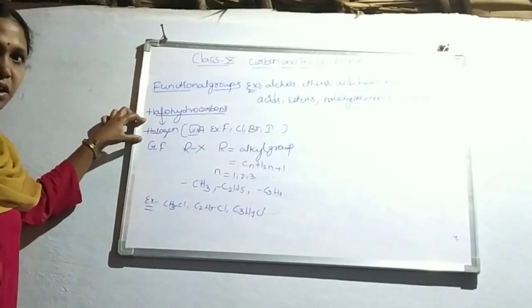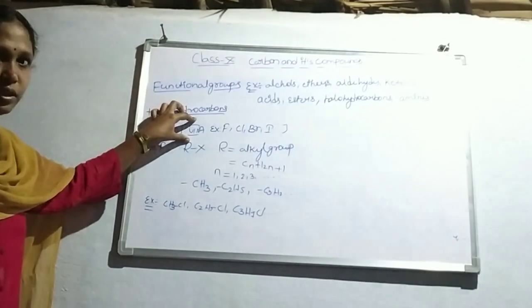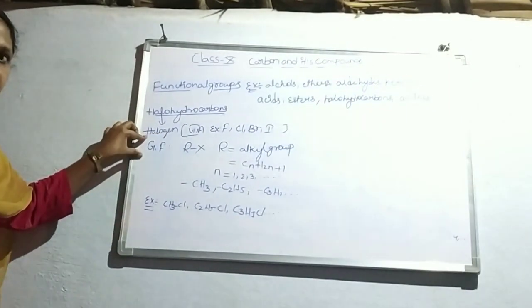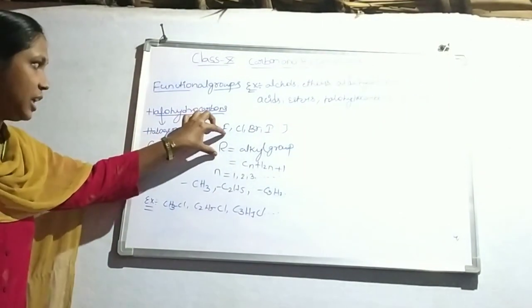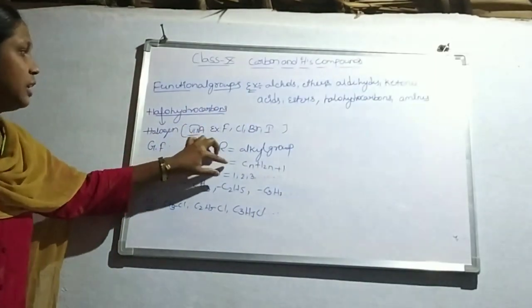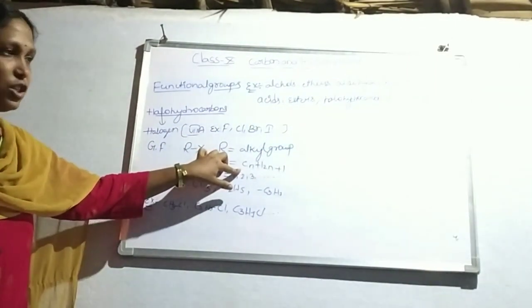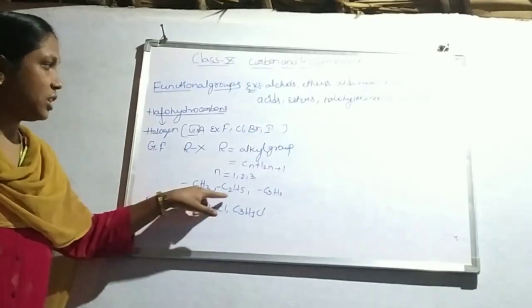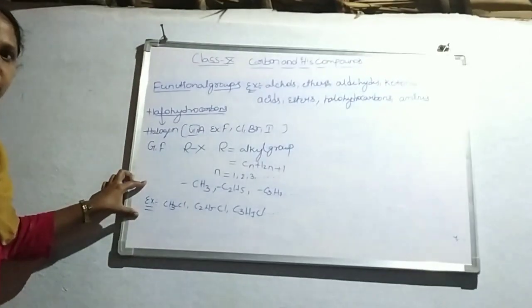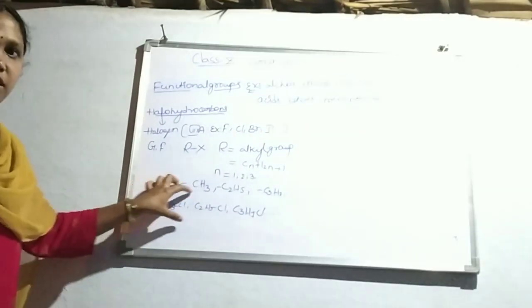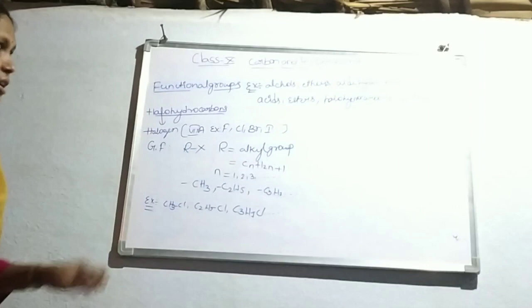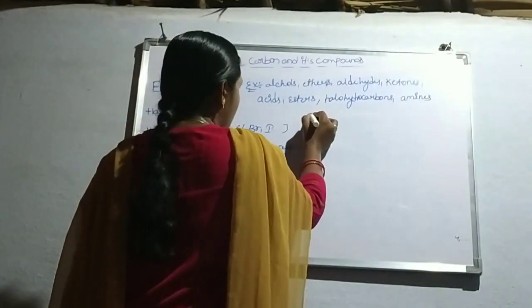Here halogen means the seventh group elements: fluorine, chlorine, bromine, iodine. If you take any halogen, the general formula for a halohydrocarbon is RX. Here R is the alkyl group, with general formula CnH2n+1, where n is 1, 2, 3, and so on: CH3, C2H5, C3H7. Examples: CH3Cl, C2H5Cl, C3H7Cl. In place of Cl, if you take any halogen, it is a halohydrocarbon. And go to the second one, alcohols.